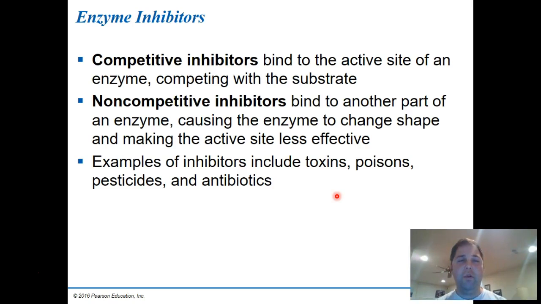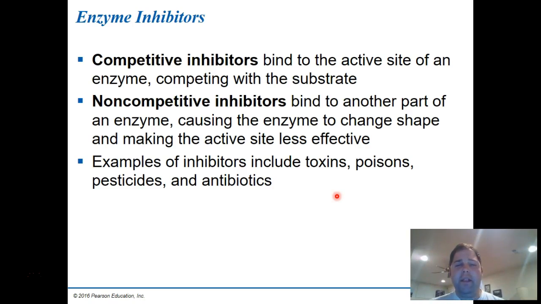who has more numbers. So if there's more competitive inhibitor than substrate, the competitive inhibitors are going to block the reaction. If there's more substrate than competitive inhibitors, the substrate will win out and the reaction will continue to proceed, albeit at a slightly lower rate.